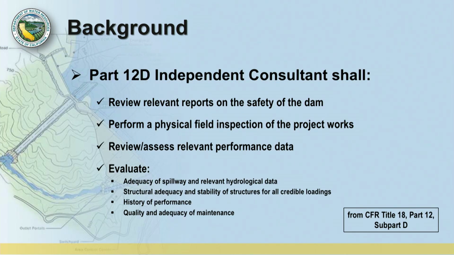So a bit more on background. The Part 12D independent consultant every 5 years shall do these things: review relevant reports on the safety of the dam, perform a physical field inspection of the project works, shall review and assess relevant performance data, and evaluate the following things: the adequacy of spillway and relevant hydrologic data, structural adequacy and stability of structures and all credible loadings, history of performance, and quality and adequacy of maintenance. This is directly out of the Code of Federal Regulations.